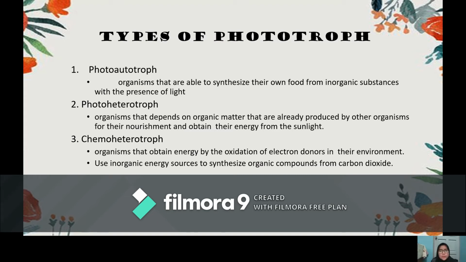This chemoheterotroph is commonly found in deep water areas where there is a hydrothermal vent. Chemoheterotroph organisms obtain energy by the oxidation of electron donors in their environment. It uses inorganic energy sources to synthesize organic compounds from carbon dioxide.